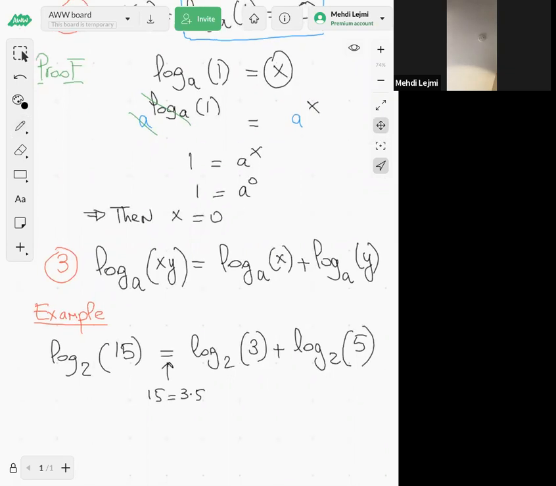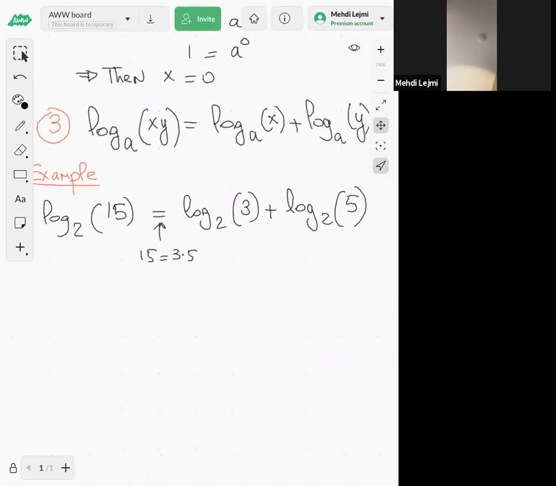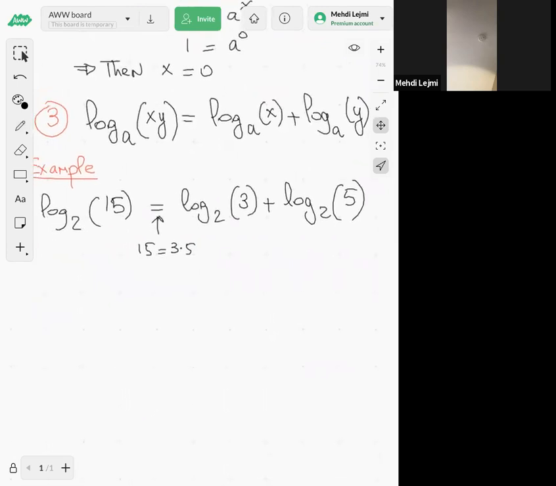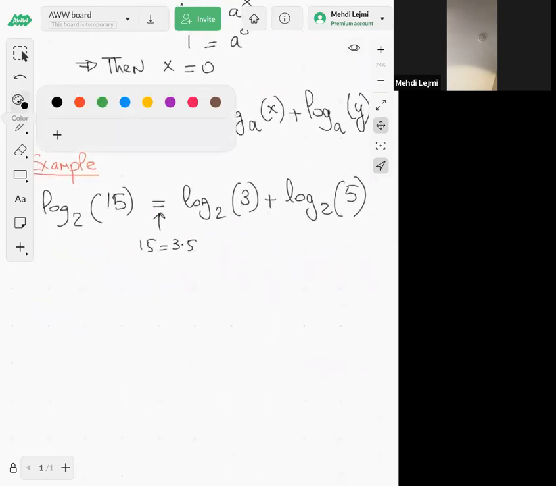Now, that's for the product. Now, if you have a division, a log of x over y, this is property 4.